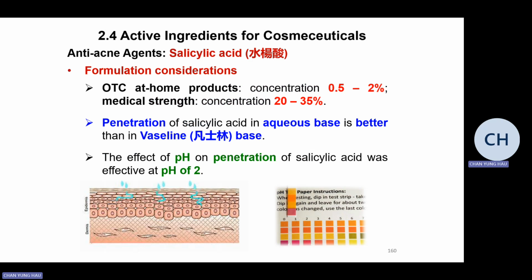For formulation consideration, the typical concentration that we can make at home will be 0.5 to 2%. For medical strength or prescription drugs, the concentration can be as high as 20 to 35%. Penetration of salicylic acid in an aqueous base is better than in a Vaseline base. The effect of pH on the penetration of salicylic acid was optimum at pH 2.